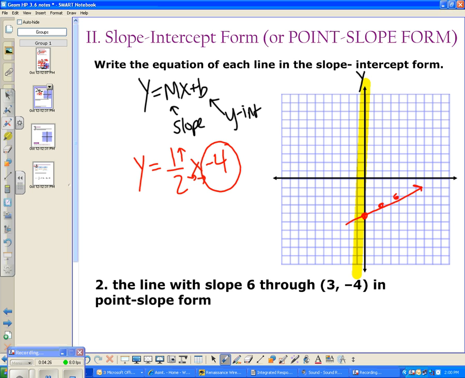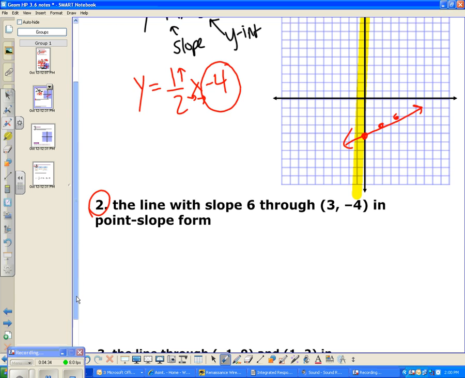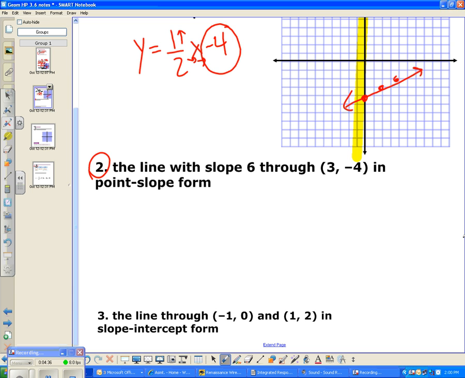Sweet. Now what I want you to be able to do besides just graphing is I want you to actually come up with the equation. So number 2 is a little bit more challenging. I'm going to scroll down. Number 2 says find the line with a slope of 6 that goes through the points negative 3, 3, negative 4. If you wanted to graph it, 3, negative 4 would be here, and then slope, that's 6 over 1. So I'd go up 6, 4, 5, 6, and over 1. So there's my line.